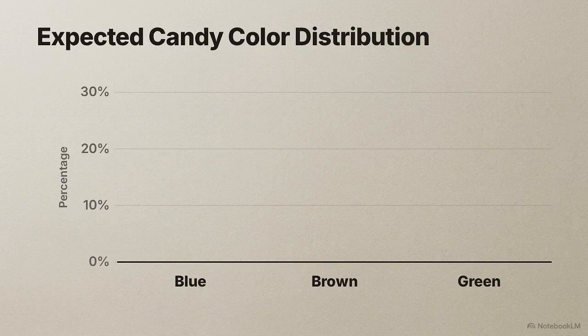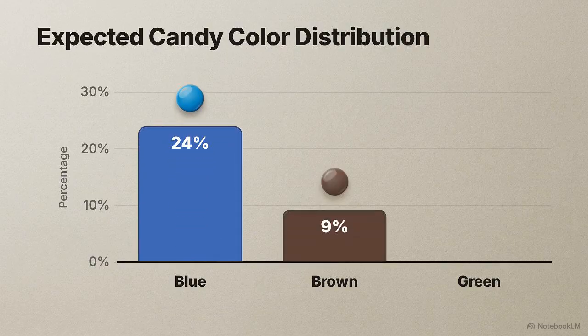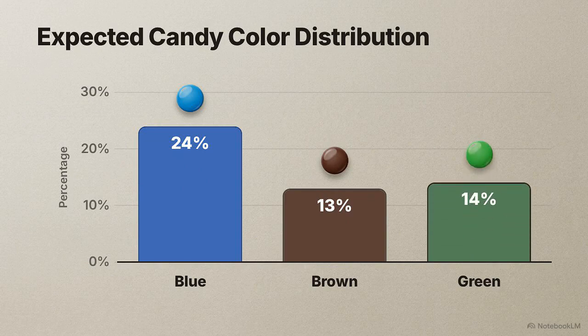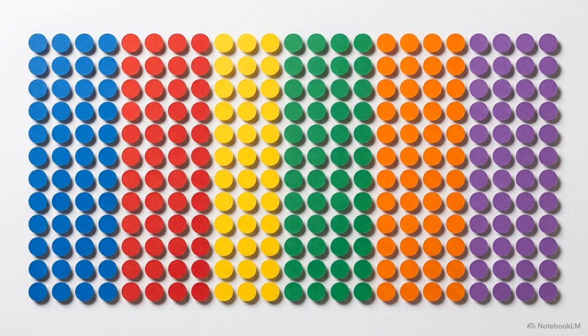This chart shows the manufacturer's official published breakdown. For this specific brand, they claim every batch is 24% blue, 13% brown, and 16% green. In statistics, we call this published factory rule our expectation. It is the mathematical standard that tells us what a perfectly balanced world should look like.